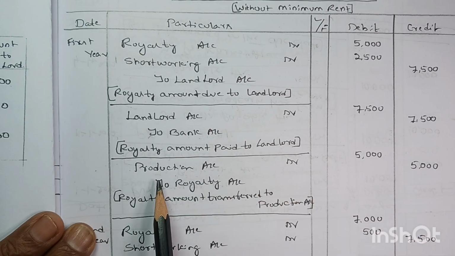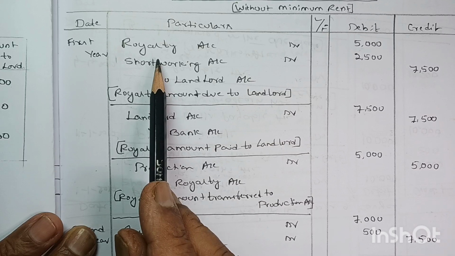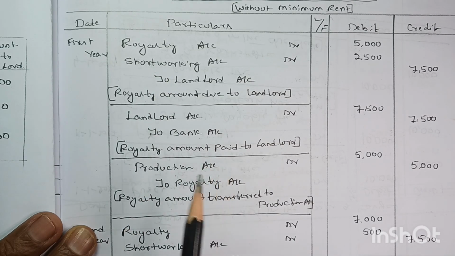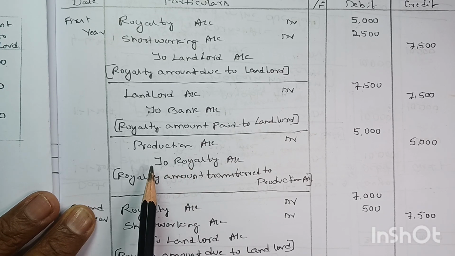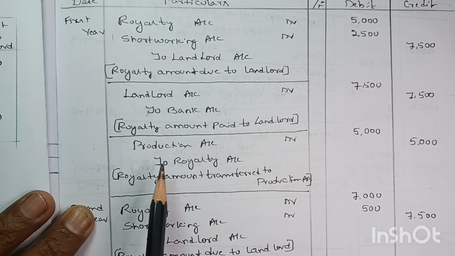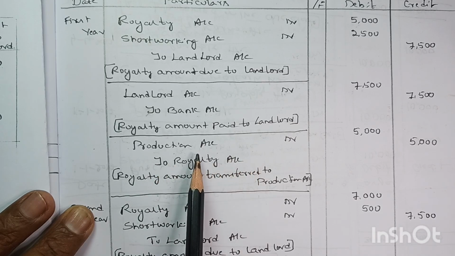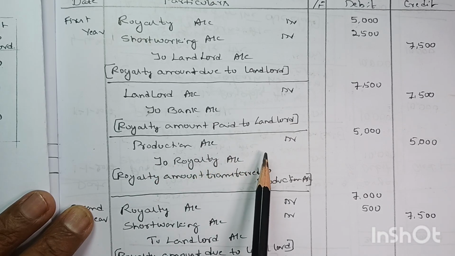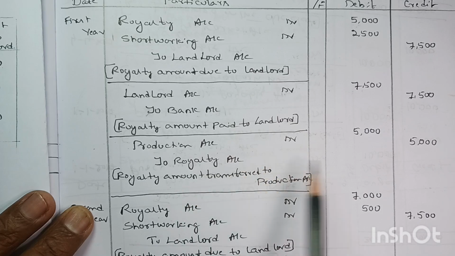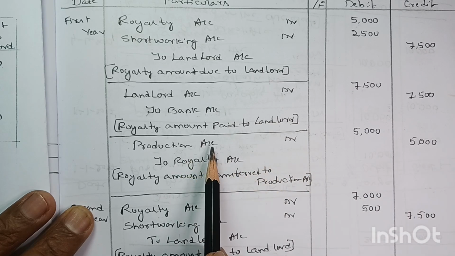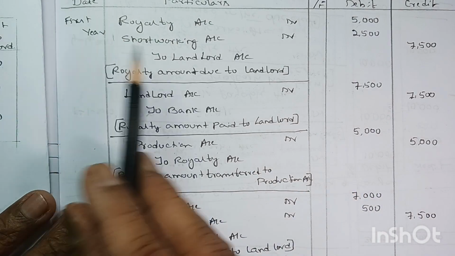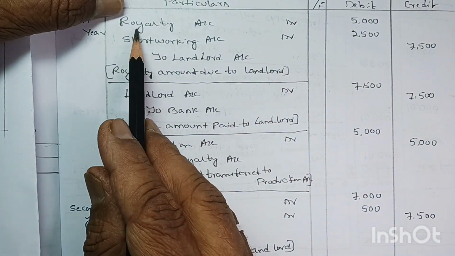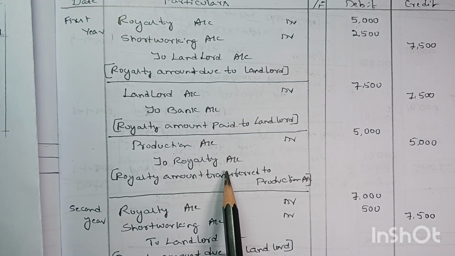Next, when royalty account is opened, it should be closed every year. Either it should be transferred to profit and loss account or it should be transferred to production account. Here I have transferred it to production account. You can write production account debtor to royalty account, or you can say profit and loss account debtor to royalty account. Here royalty account is debited and royalty account is credited.